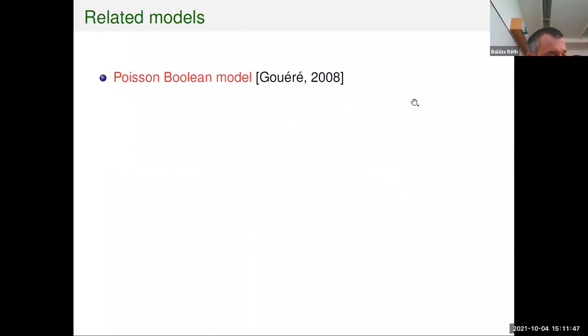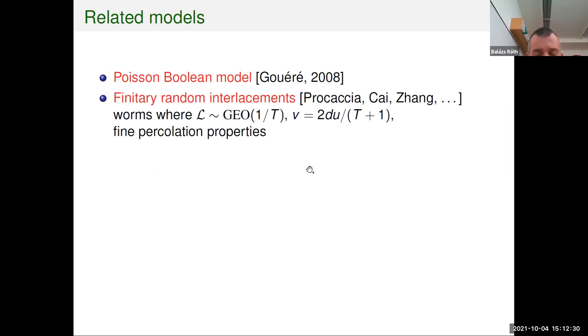However, I have something like 4 minutes to talk about related models, which are very interesting, and they shed some light on our results as well. I already mentioned the result of Guéret, which is in fact formulated in a continuum setting where you have R^d, not Z^d, the continuous Euclidean d-dimensional space, and a Poisson point process of Euclidean balls. Nevertheless, it's easy to couple with discrete balls, so it's easy to translate his result to the discrete setting.